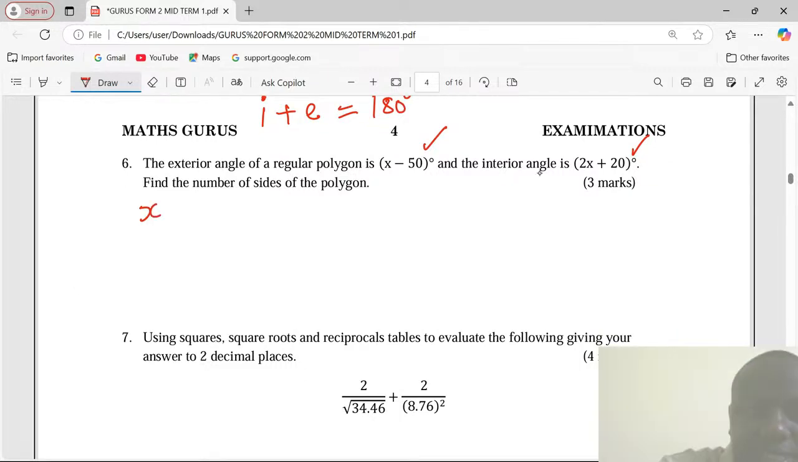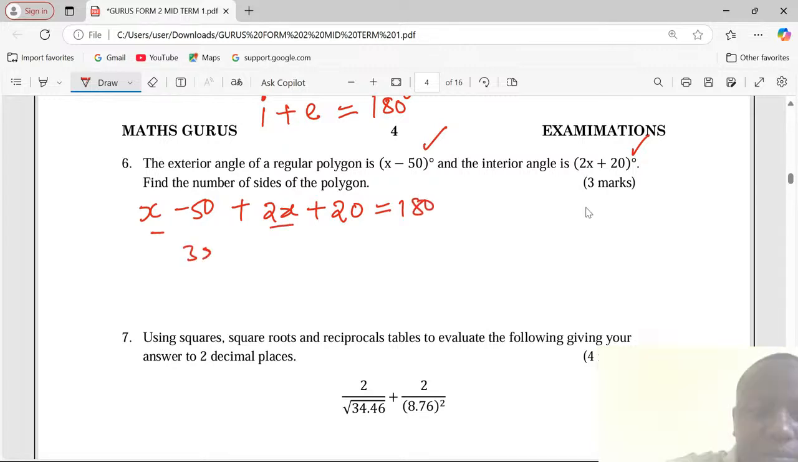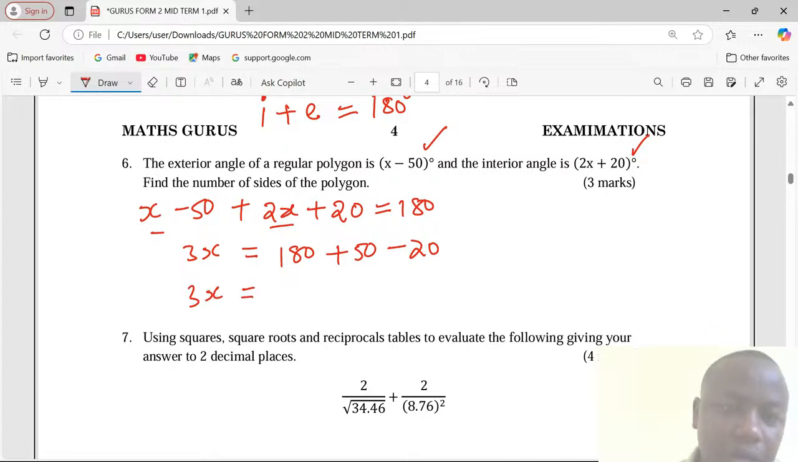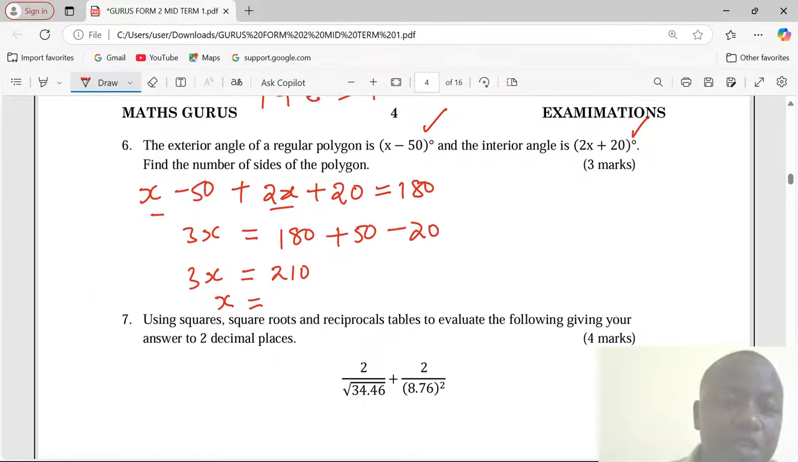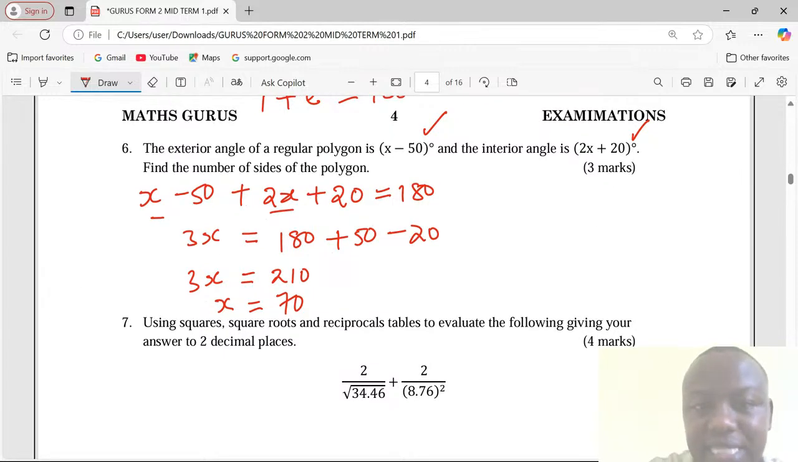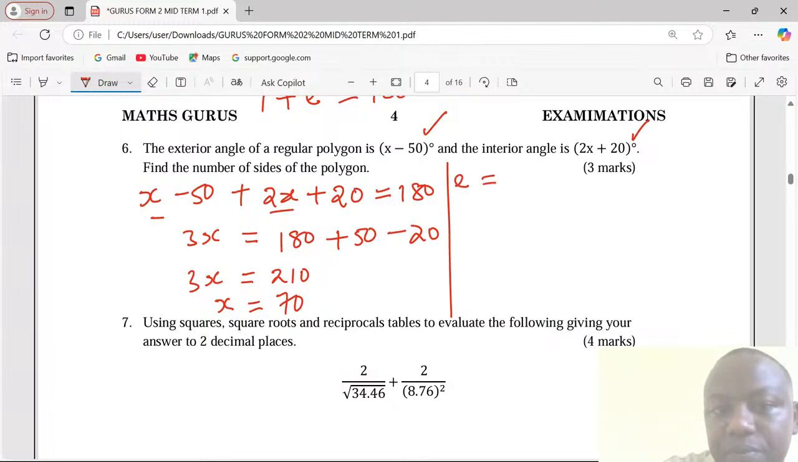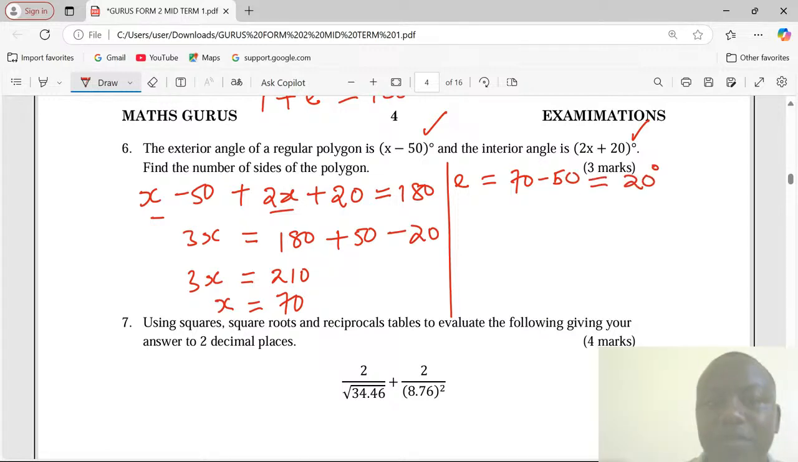Therefore, when I take x minus 50 and I add 2x plus 20, then I'm supposed to get exactly 180. So I'm already having 3x equivalent to, I take 180, 50 will be added to this side, but 20 will be subtracted. So 3x is equivalent to 230 minus 20, which is 210. Then the value of x will be, when we divide through by 3, 210 out of 3, I will get exactly 70. So the value of x is 70. With this, we are supposed to get now the value of the exterior angle. So the exterior angle is equal to x minus 50, and this is exactly 20 degrees.